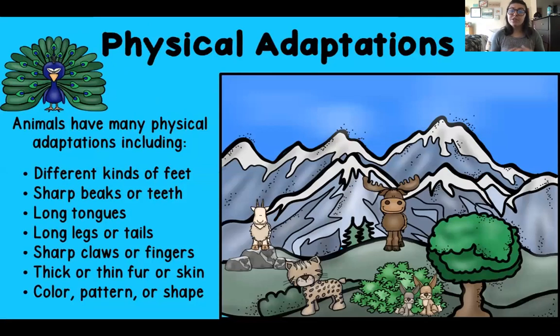Some other examples are different kinds of feet. If an animal lives in the mountains, like this mountain goat in the picture, then that animal is going to have different types of feet to really be able to climb a mountain, versus a camel who just has to walk on sand. Sharp beaks or teeth help them either fight off predators or get food. Long tongues, like giraffes have, help them reach what they need for food. Long legs or long tails. Sharp claws or fingers. Thick or thin fur or skin. Remember, if it's colder, you're going to want thick fur, and if it's warmer, you're going to want thinner fur so you can stay cool. And then their color, pattern, or shape.